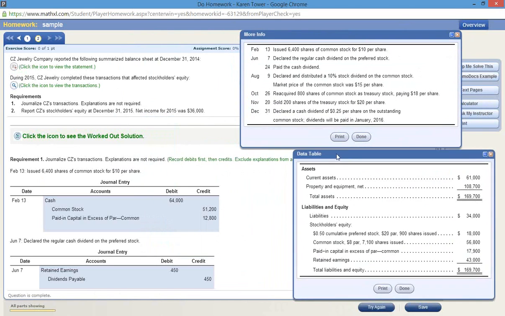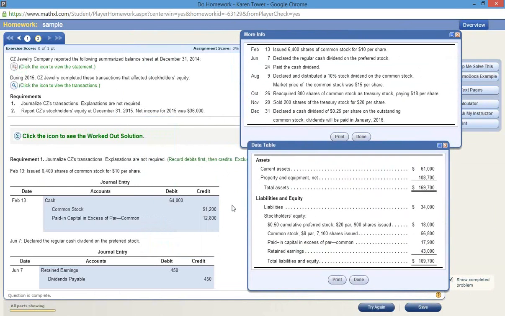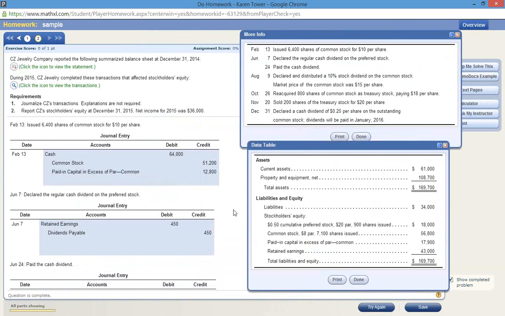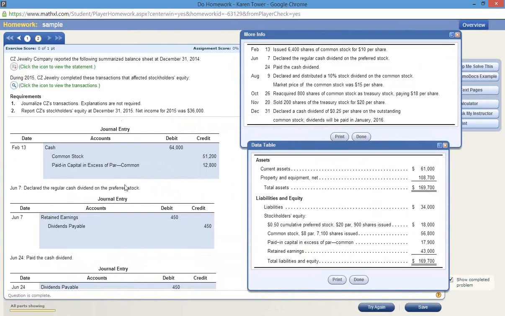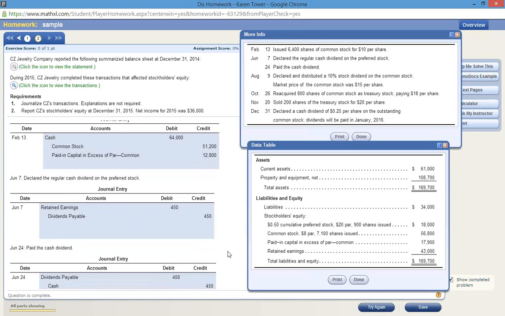So as we look at this then, and we scroll on down, the second one, we declared the regular cash dividend on the preferred stock. Well, we had to look over here and see that our preferred stock pays a 50-cent per share dividend, and that we have 900 shares issued. So it's the 900 times 50 cents to get the 450. So again, you have to know to look in the balance sheet to get that information. We paid that cash dividend, so we just paid it.